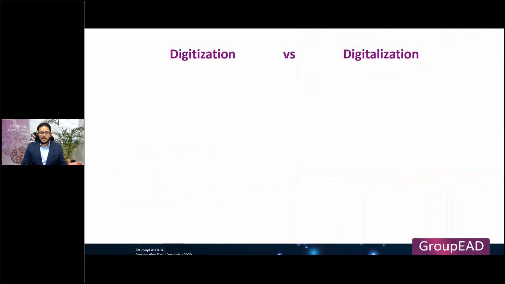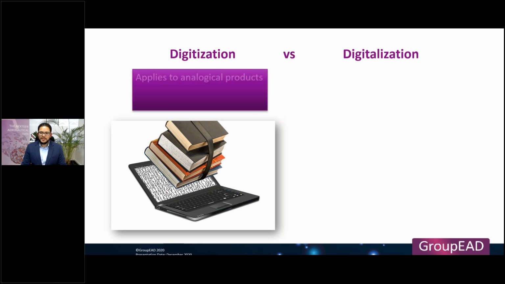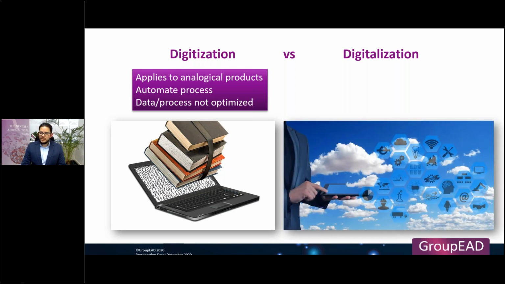First of all, we need to distinguish between digitization and digitalization, which are two different concepts. Digitization is transforming conventional products into digital. This applies, for instance, if you are scanning a picture or transforming cassettes into MP3. It applies to analogical products, and it automates the processes a bit, but does not really optimize the data or the process. So the best example here is the electronic AIP. We are digitizing this, we're providing it in a different way, but we are not really moving to the next level, which is digitalization.